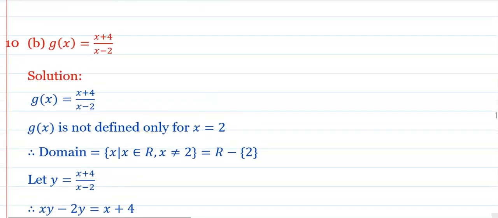Okay, g of x is equal to x plus 4 upon x minus 2. The solution: g of x is equal to x plus 4 upon x minus 2. g of x is not defined for x is equal to 2.